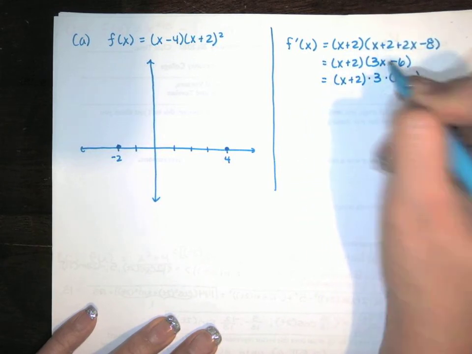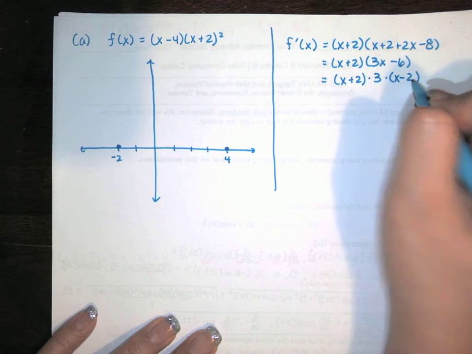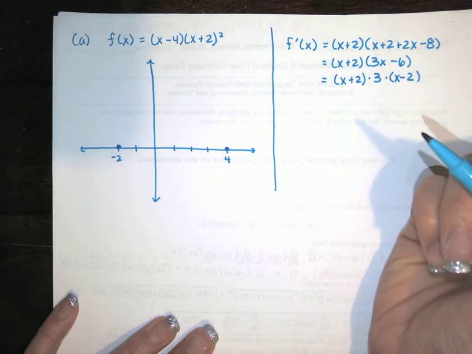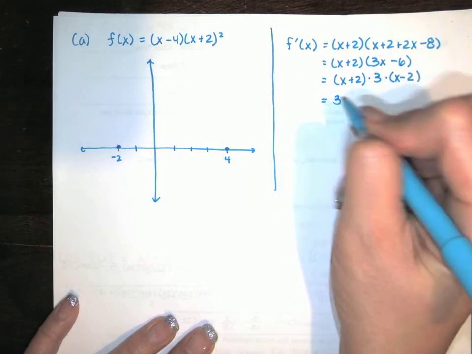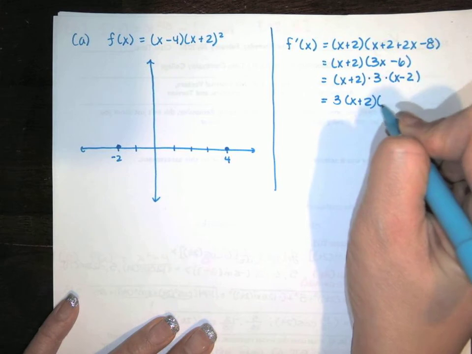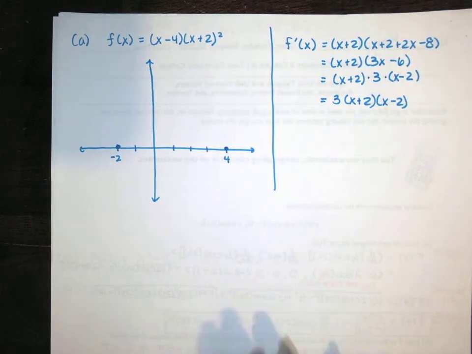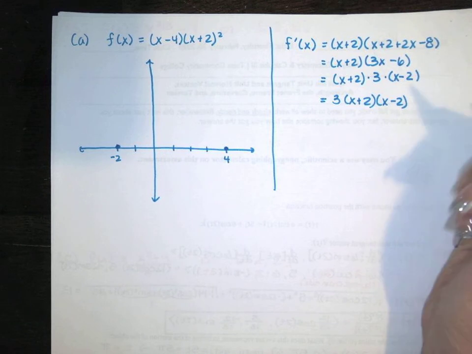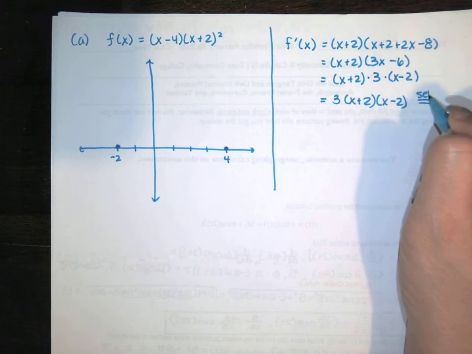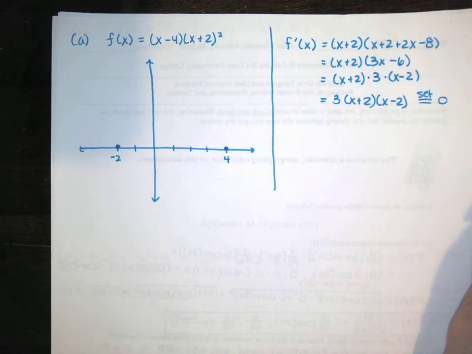3 times x gives me 3x, 3 times negative 2 gives me 6, and normally we don't put the coefficients in the middle like that. We like to put our constants out front. That's just convention. And so we get f prime is equal to this. Now that it's factored, it's easy to set it equal to 0 and solve for x.